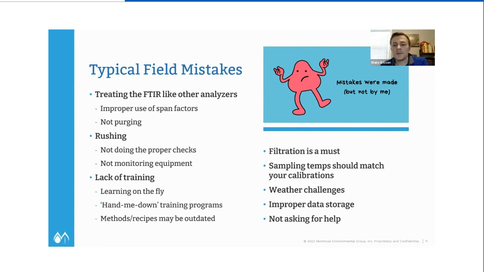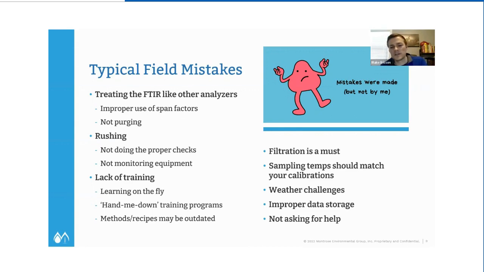Your sample temps should match your calibrations. This one's huge. I see this all the time where you have a firm that's running some ragtag heated sample line at like 240, 250 Fahrenheit. You need to be buying those lines that can get up there to that 375 range. You want your sampling temps to match your calibrations. Once again, it's just an overall better way to do the testing. And that's the way it should be done. There are some applications where that can be changed and you need to for certain things. That's understood. But 9 times out of 10, they should match your calibration data.